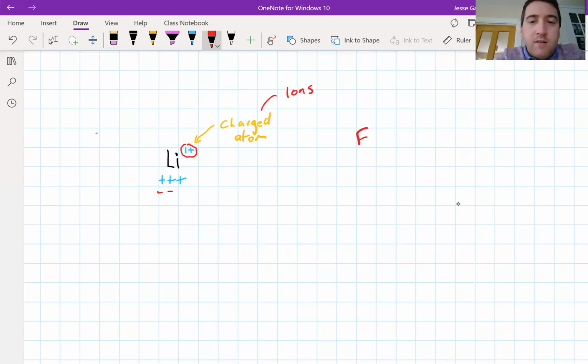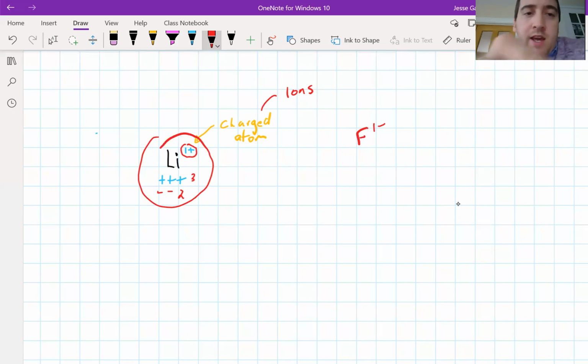or F 1 minus, and you're not sure what that means, go back to this example and write it out, because this is easy. There are only 3 protons and 3 electrons. It's really quick to write and see what that means. So if I lose an electron, what does that make it? You can clearly see there are 3 plus charges and only 2 electrons, and that's what makes it plus 1.